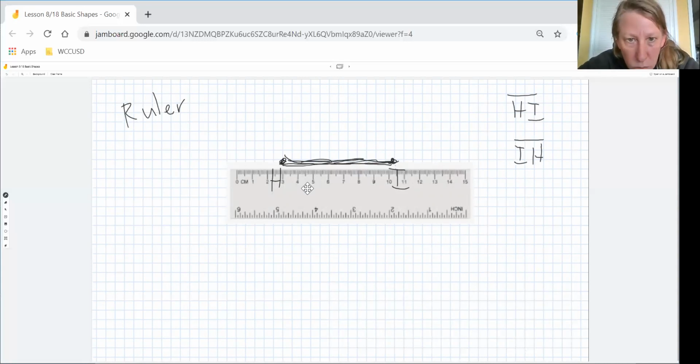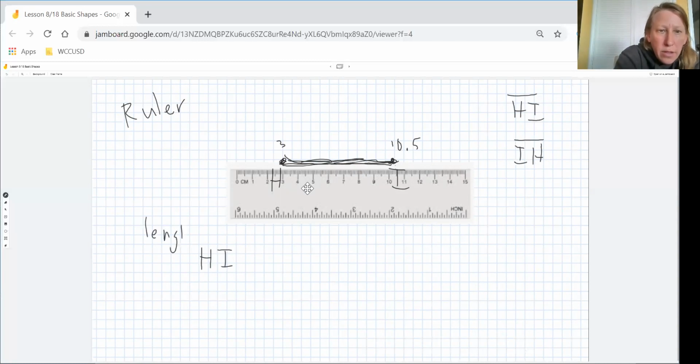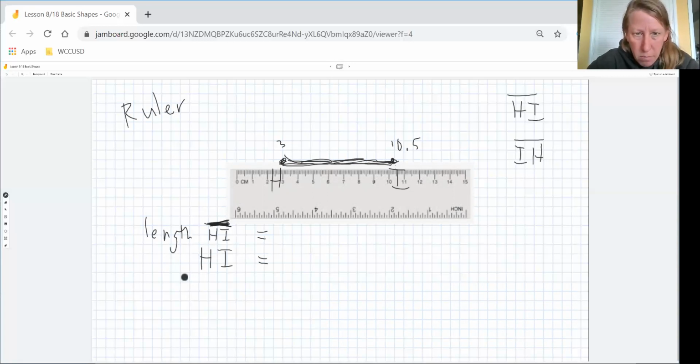If I slap this ruler up next to it, I can say that point H is at 3 and point I is at 10.5. Okay, I can use those numbers to tell me the length of HI. The length of line segment HI is equal to just HI. In geometry, this gets a little confusing, and the worksheet I'm giving you actually doesn't do a very good job at this. But if I want the length of line segment HI, I just write HI with nothing on top of it. It means it's a number.